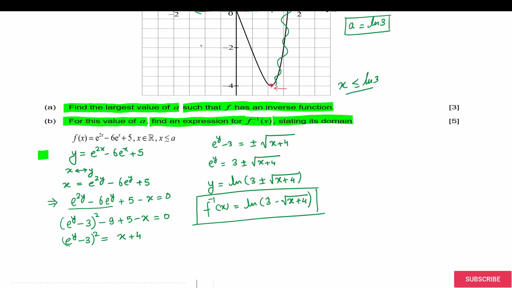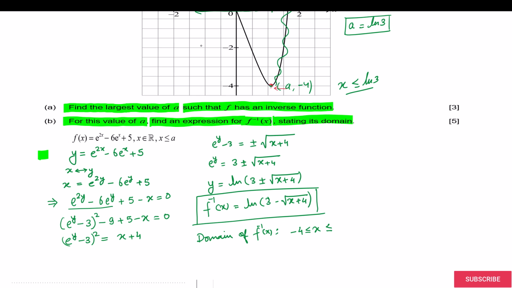Now if we talk about the domain of this, we can see the minimum value of the function was -4. We can see this point was (a, -4). So for the domain of f inverse of x, first of all, the minimum value has to be -4, including -4, and then for the maximum value of x.